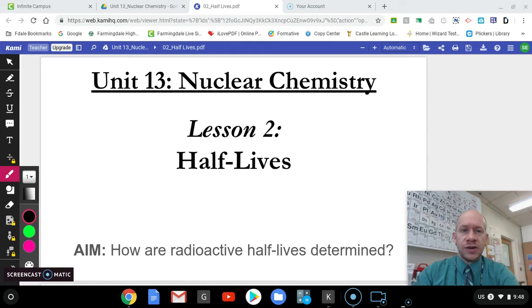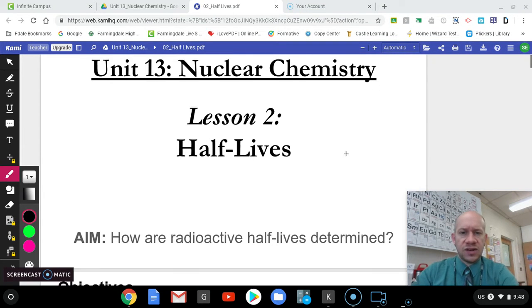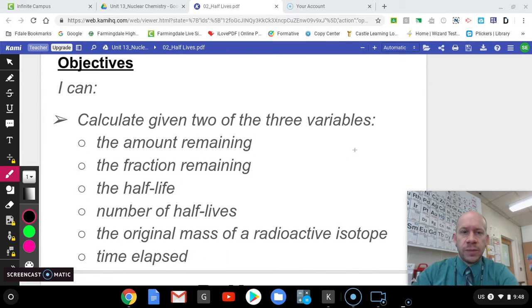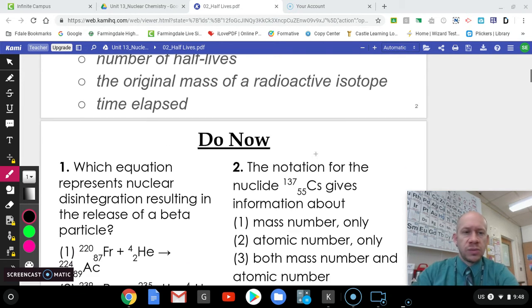This is Unit 13, Nuclear Chemistry, Lesson 2, Half-Lives. How are radioactive half-lives determined? The objectives of this lesson: I can calculate, given two of the three variables, the amount remaining, the fraction remaining, the half-life, the number of half-lives, the original mass of radioactive isotope, or the time elapsed. So, do now.